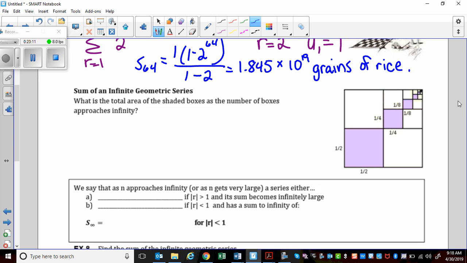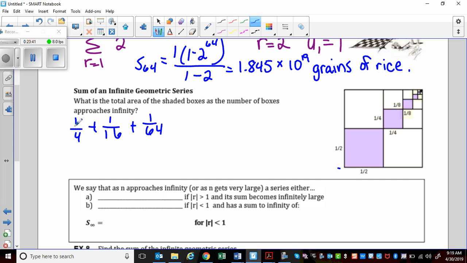So the sum of an infinite geometric series: if we're trying to add up an infinite amount of boxes, some people are like, hey, that's going to be infinity. Not always. So what is the total area of the shaded boxes as the number of boxes approaches infinity? Well, this area is base times height, which is 1/2 times 1/2, which is 1/4. This area is 1/4 times 1/4, which is 1 over 16. This area is 1 over 8 times 1 over 8, which is 1 over 64.